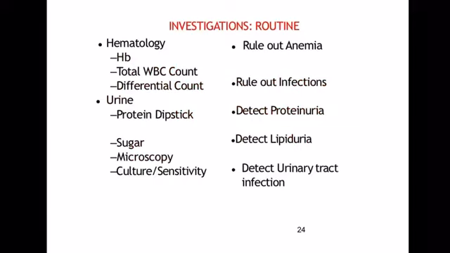Urine routine and microscopy is done. A protein dipstick is used to detect proteinuria. Next is sugar in the urine. Next, whether lipiduria is present or not. Microscopy is done, and culture and sensitivity to detect urinary tract infection. These are the routine investigations, from which we can get an idea of whether it's a case of nephrotic syndrome or not.